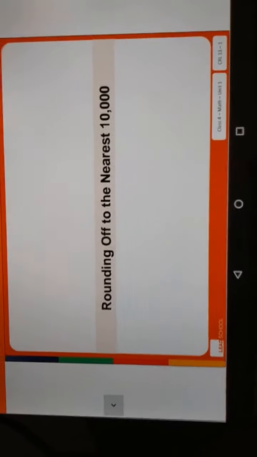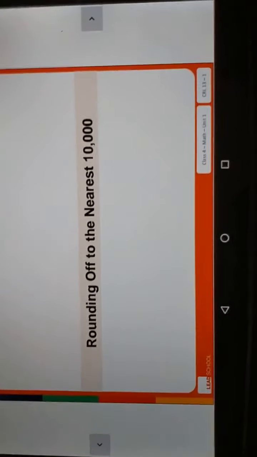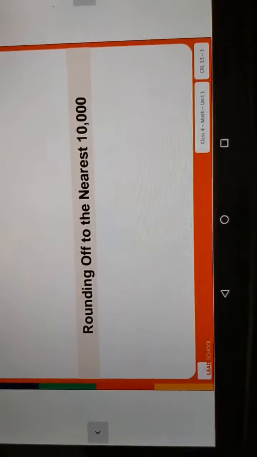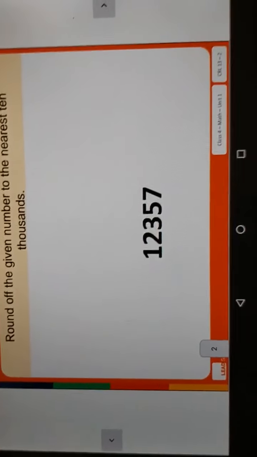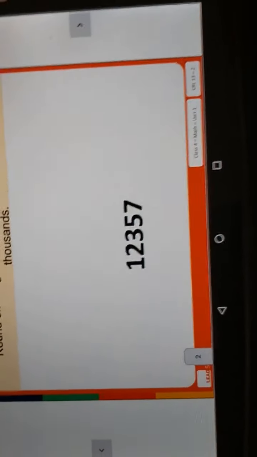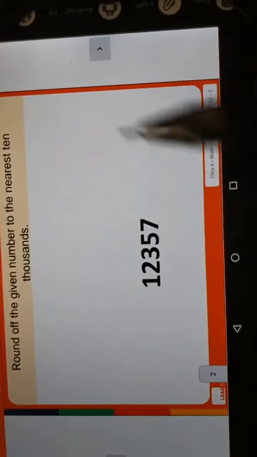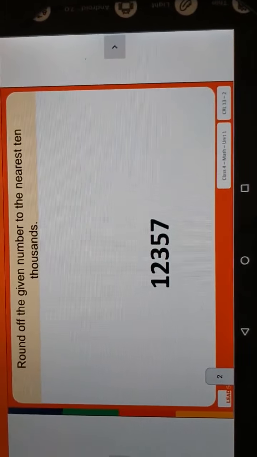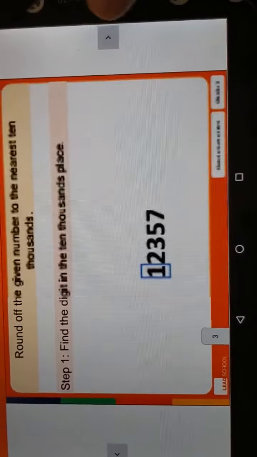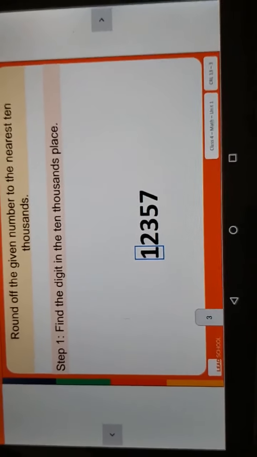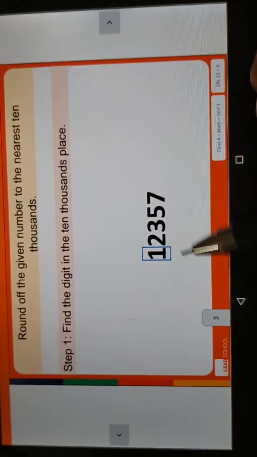So students, today we will start unit number 1. In that unit we will start rounding to the nearest thousand. Round the given number to the nearest 10,000: 12,357. Now how will we round to 10,000? Find the digit in the 10,000 place. That digit is 1.